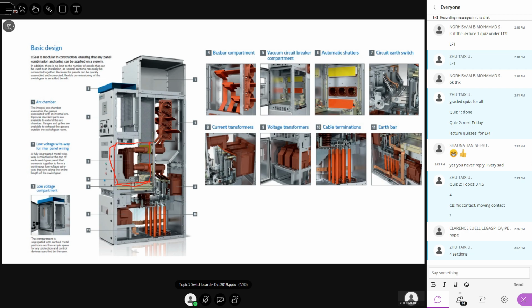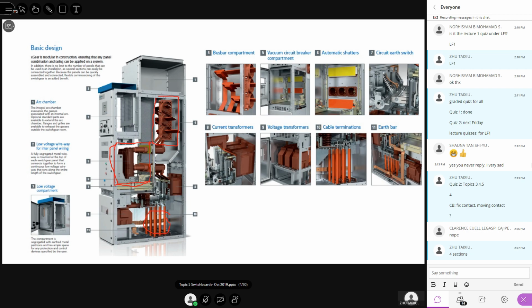Then where's the bus bar? Usually it's on top of the circuit breaker. This one is the bus bar. Can you see the three bus bars over there? Then you go below, you can see the bottom part of this picture, right? You can see the cables. Now these are the cables.